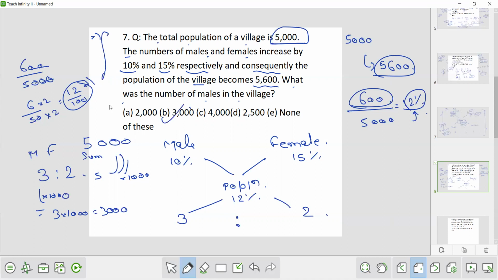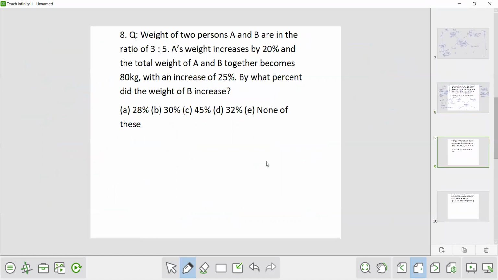This was also one of the most beautiful questions on the mixture and alligation concept. In the mixture and alligation concept, generally the percentage part is inherent in it. Now the next question.